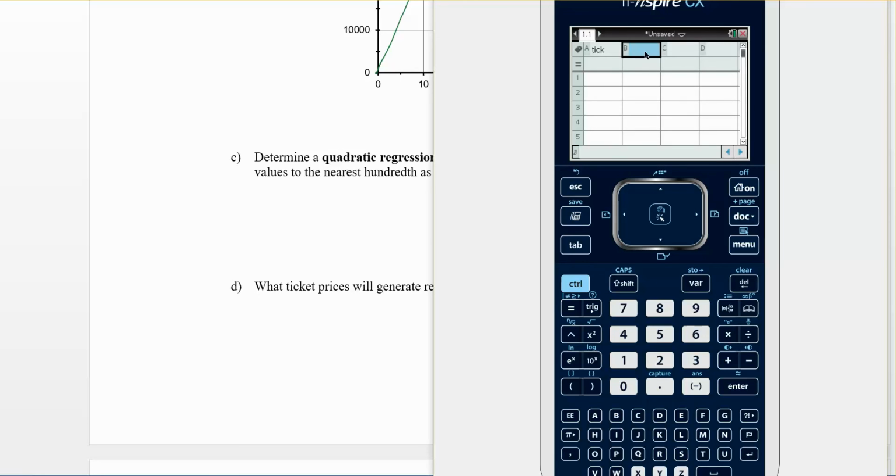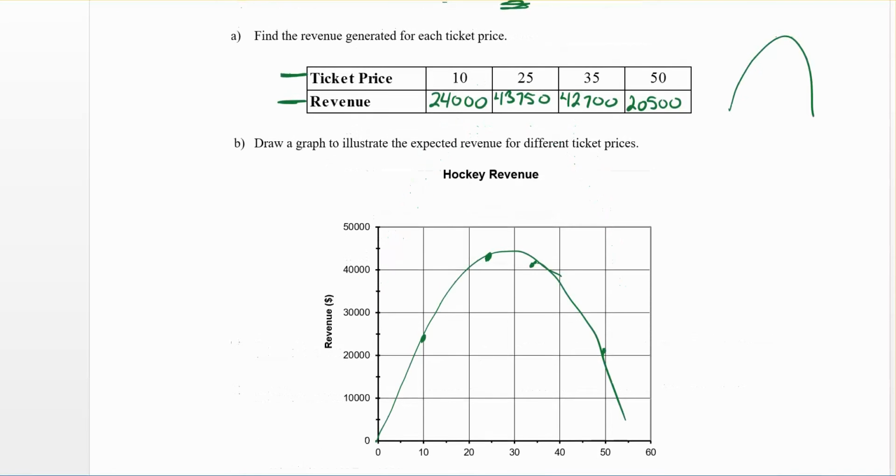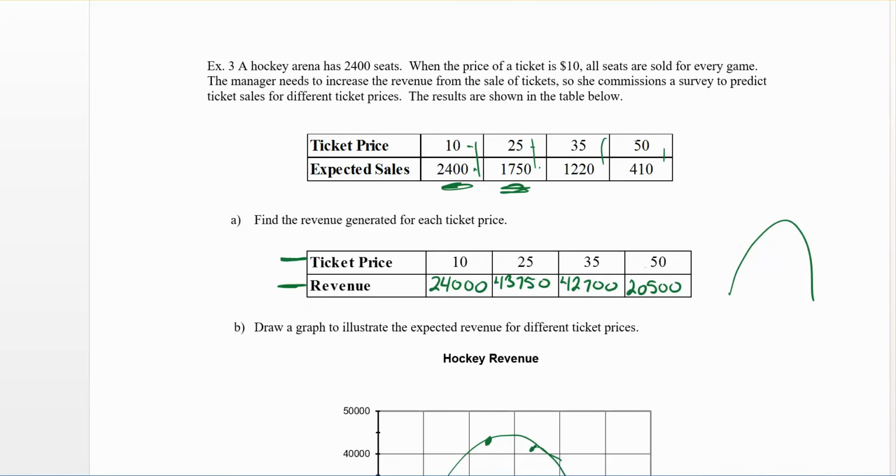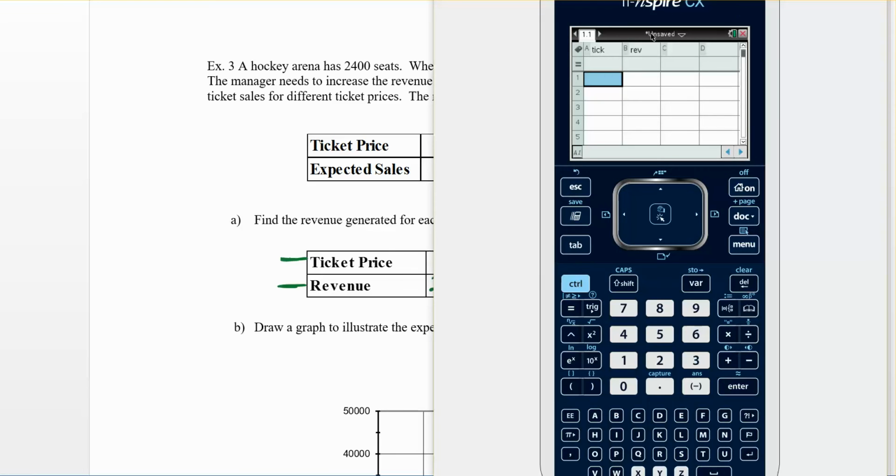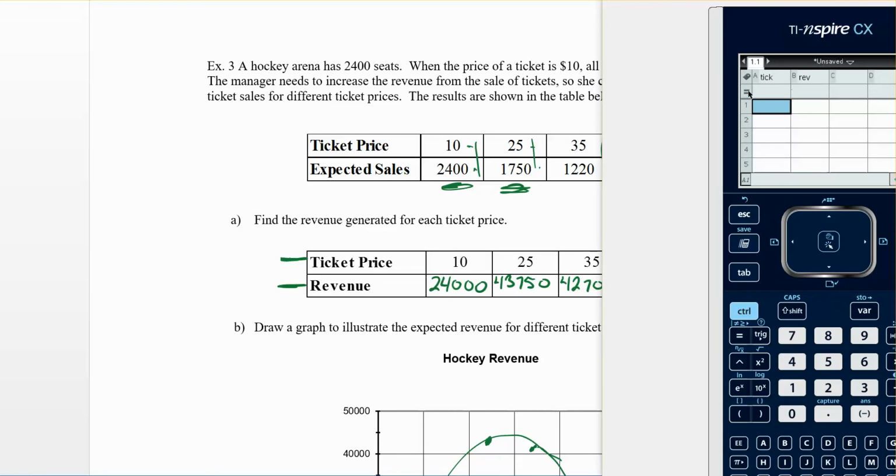Call it tick. Okay. This one we'll call rev for revenue. And then what you're going to do is fill in these different spots. So what we need to do is we need the data from this table. We're making this in our calculator. So we go back to here. Let's pull this over a little. Ticket price going down is going to be 10. Then 25 for the next one. And then 35 for the next one. And then hidden behind the calculator, it was 50.